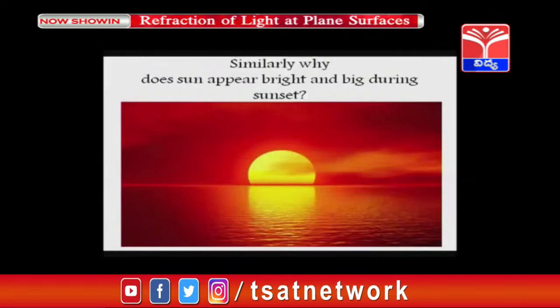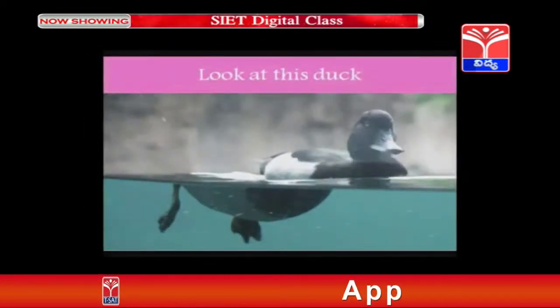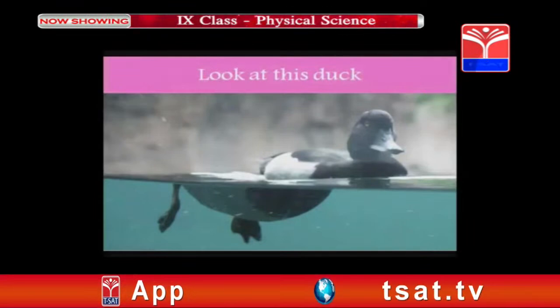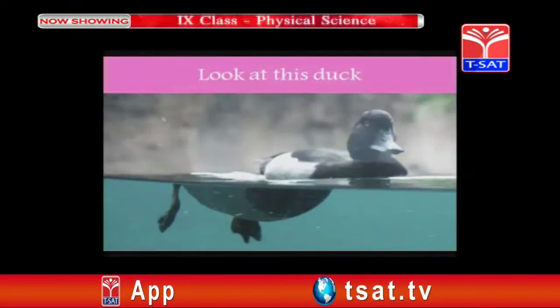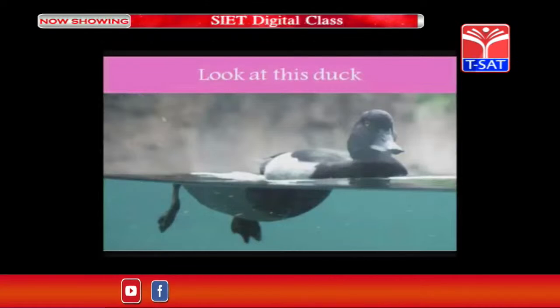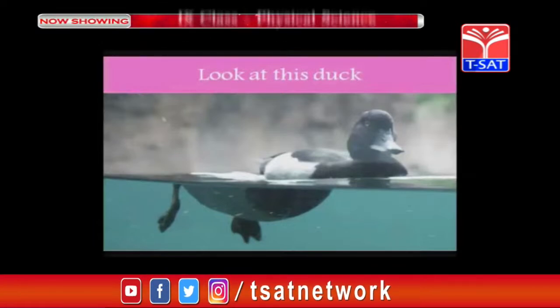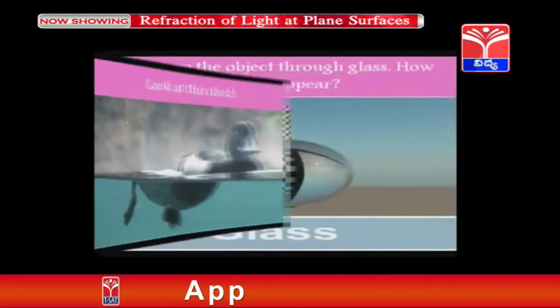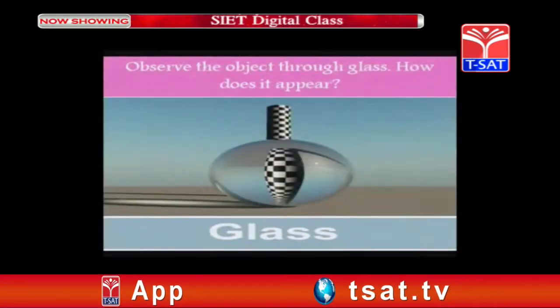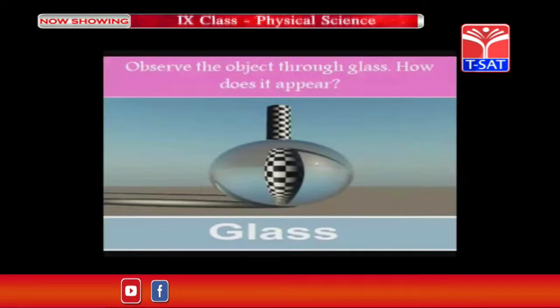Why does it happen? Look at this duck. The duck is swimming in a pool of water. The upper portion of the duck we can see normally, whereas the lower portion of the duck which is immersed in water is seen distorted. Why does this happen? Look at this. Observe the object through the glass. How does it appear? It appears elongated. Why is it so?